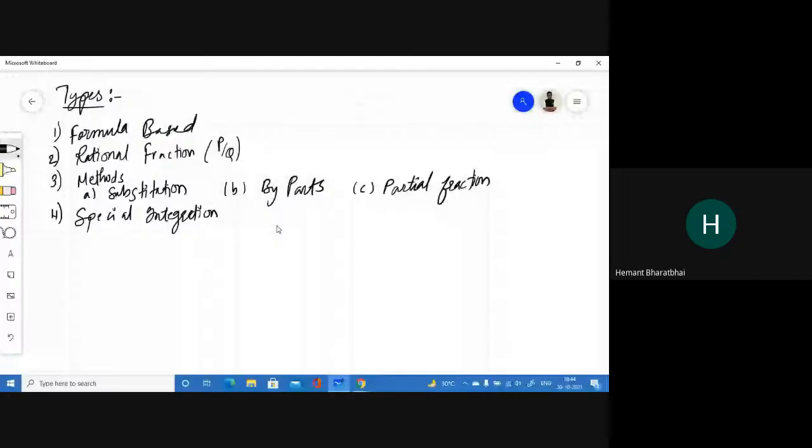Then I classify certain types of integration as special integration. Here we are going to use some different types of formulas which were not there in derivatives, some special formulas. So I have certain types, and the entire chapter I am going to divide into these types of numericals. Just by seeing the numerical and classifying it will help you understand.